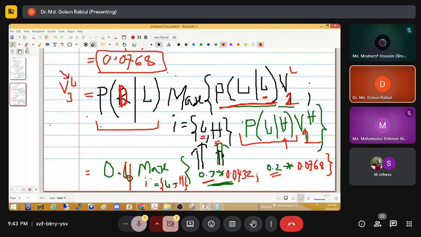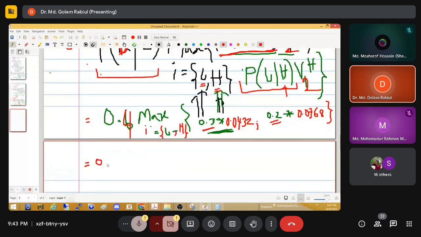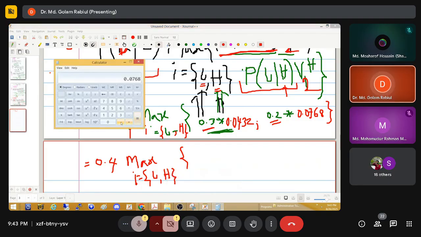Okay, now if we want to continue, it will be 0.4 max over I, can be L, can be H. Which one is maximum between these two? So 0.3 times 0.0432 equal 0.01296.